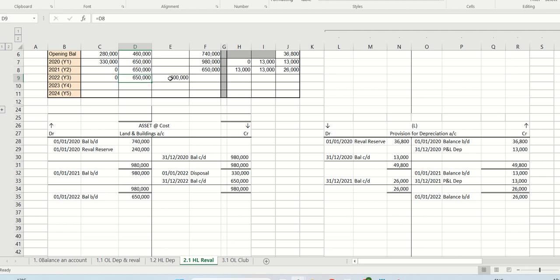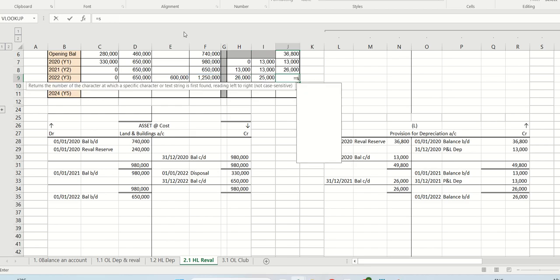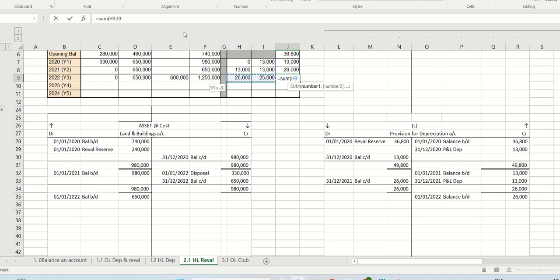There's been no change to the new building or to the original building. So now our total value for land and buildings is 1250. Our opening depreciation for the year is our closing depreciation of 26 grand. And now when we calculate our depreciation, we have to include the original building and the new building, because the depreciation policy says we do a full year on the year of acquisition and none on the year of disposal. So that is where we get our number.